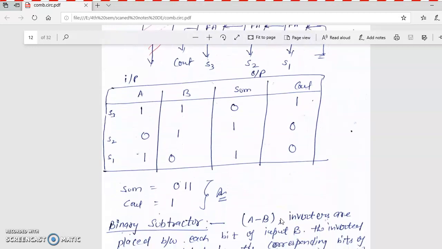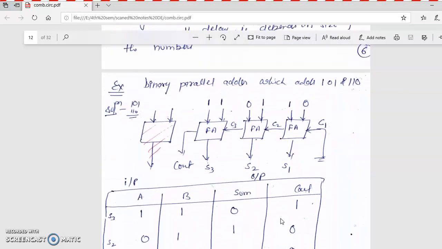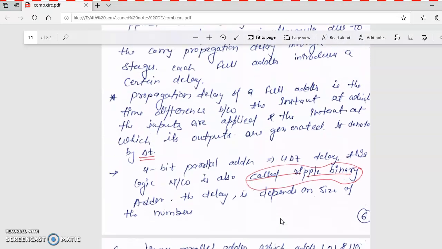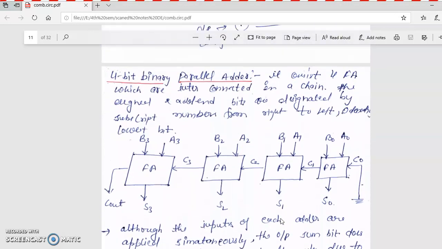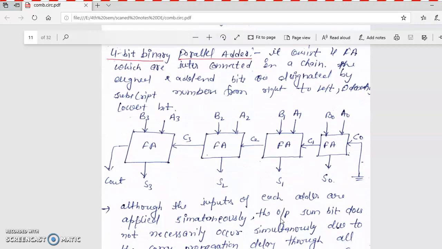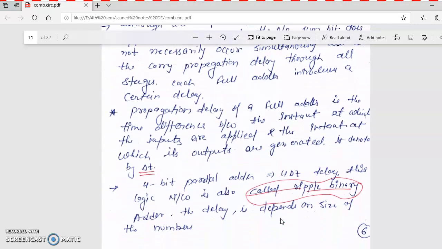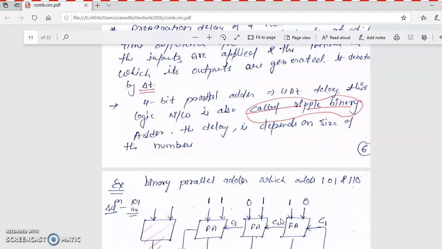Okay, I hope it's clear, students. It is very important for the examination, so go through this video, and with the help of a book and other media, please clear this topic and make your own handwritten notes.